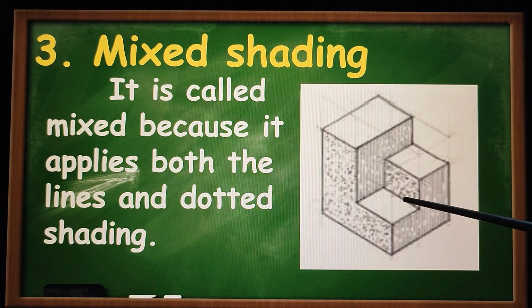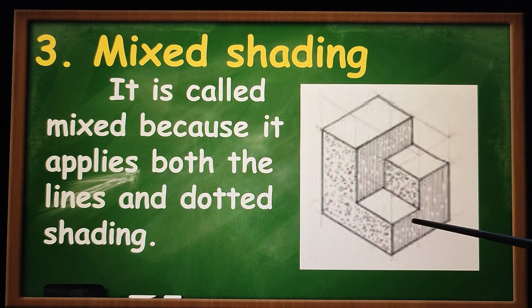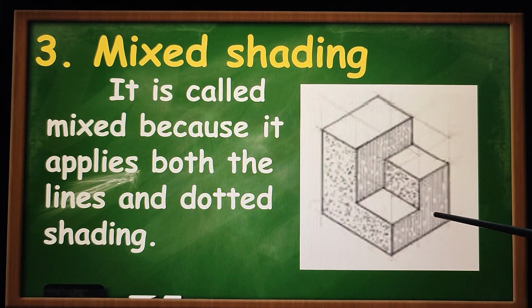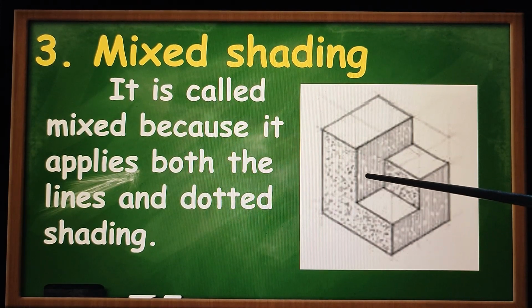If you're going to project in this direction, that is the right side view, this surface is being projected, 1 and 2. You're going to apply line shading. Do not mix both line shading and stippling or the dots on one surface. It should be on this portion for the right side and another surface.